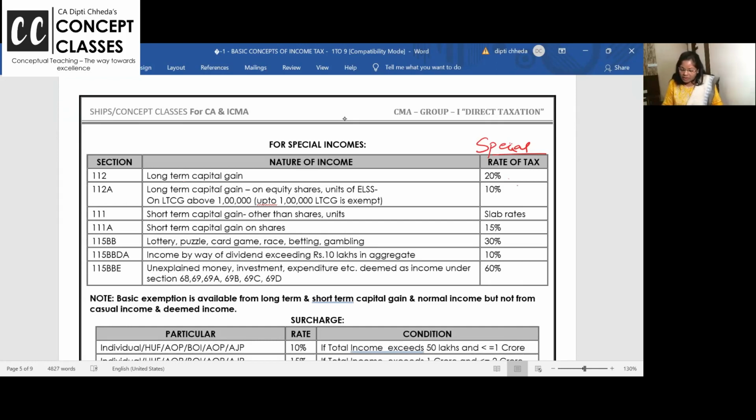Now, long-term capital gain on equity shares. Listed share market mein when you are investing, then long-term capital gain, the first 1 lakh is exempt. Up to 1 lakh is exempt. Beyond that, 10%. Some of you may be feeling a little confused now.